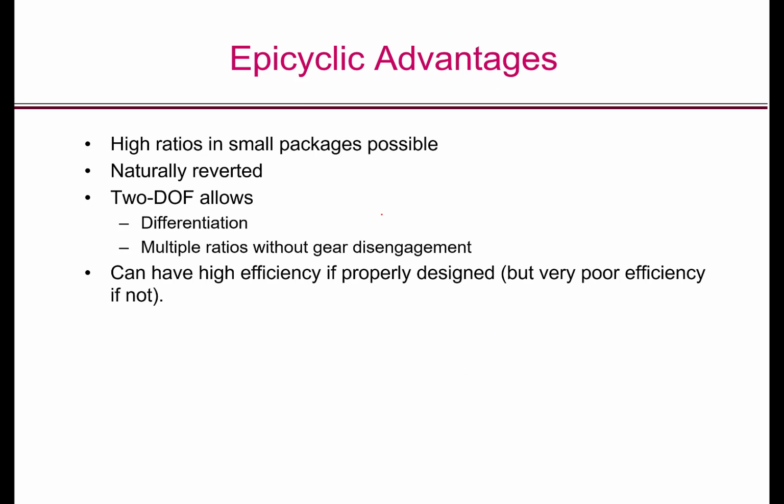The key advantages of epicyclic gear trains are that very high ratios are possible in very small packages. These gear trains can be naturally reverted, and 2 degrees of freedom allows that you can have multiple velocity ratios without gear disengagement. Furthermore, you can have differentiation, which means that the output shafts can have different angular speeds such that their average is the speed of the input shaft, and you can have multiple output shafts. If properly designed, epicyclic gear trains can also have very high efficiency. They are quite often used in high-performance motors and in automobile transmissions.